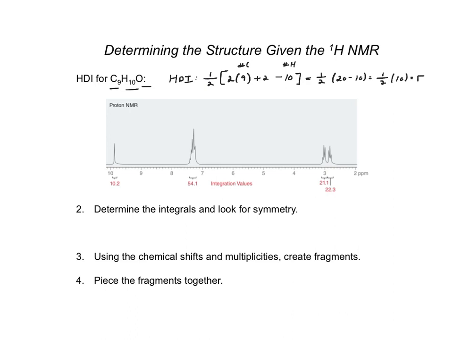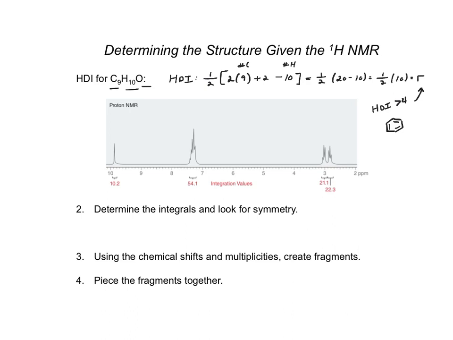And again, I said that's not very helpful, except if we have an HDI that is greater than 4. That's really indicative that we have an aromatic ring present. And so because of that, we're going to assume that there's probably an aromatic ring in this molecule.